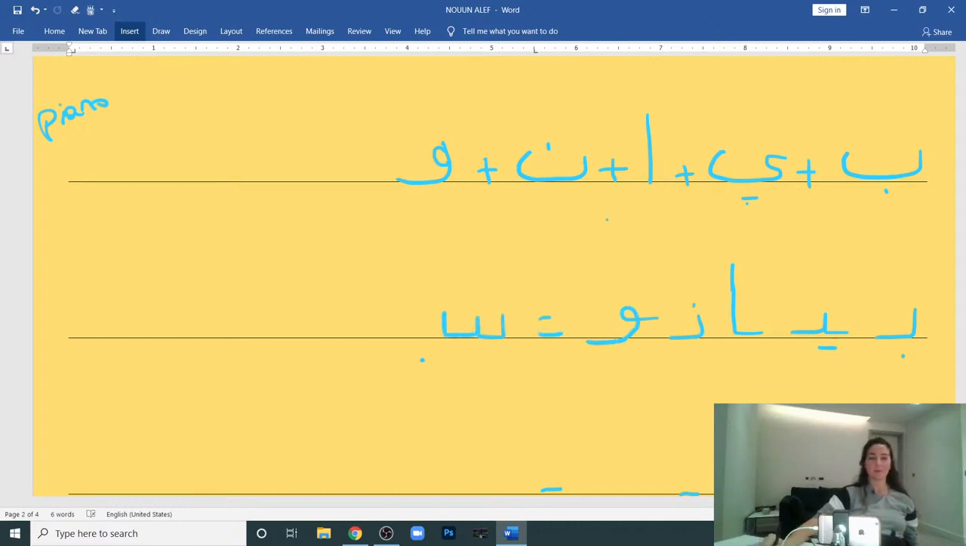P, Y, A. You see, I didn't remove my hand, and now I'm putting my dots. And then you have the N and U. Piano, pronounced as piano. Okay. Now this one, I could have made it a bit straighter so you don't get confused with another letter which we will learn later on. So make sure it's really straight. So straight line, straight line. Okay, you see the alif is taller than my ba, ya, and noon and wow. So that's the word piano.